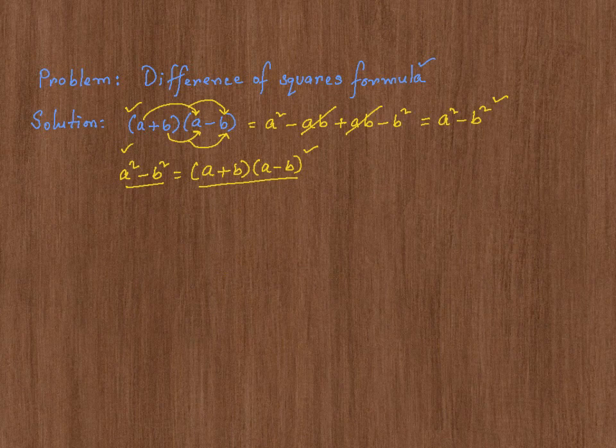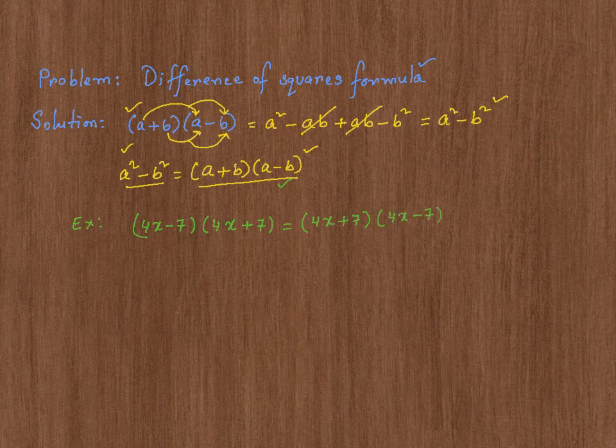Now I'm going to apply this difference of squares formula in the context of an actual problem. So let's go ahead and give an example. Here is my example: 4x minus 7 times 4x plus 7. This is exactly like the right hand side of this equation. So I can just rewrite it as 4x plus 7 times 4x minus 7.